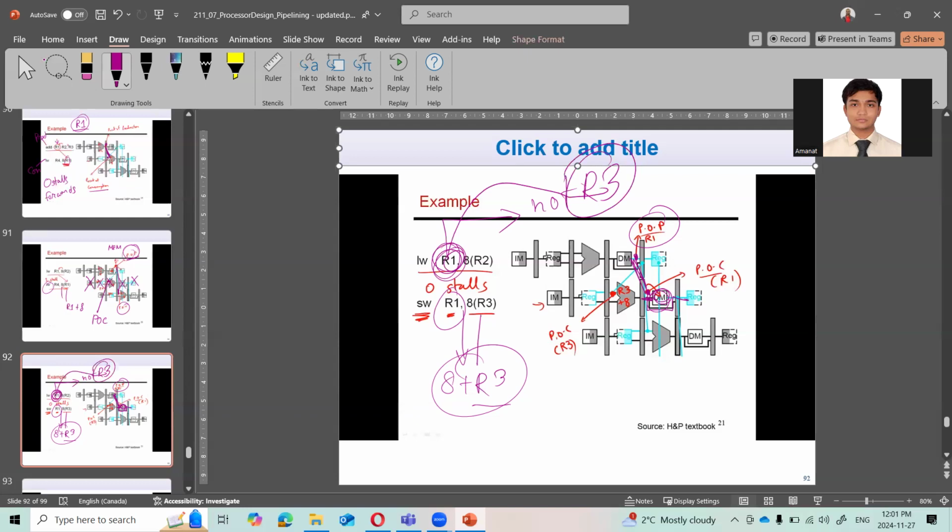But because we do the R3 calculation in the ALU, which is here, for this example, because this is R1 and R1 is changing, we don't need to stall. Any question on this?